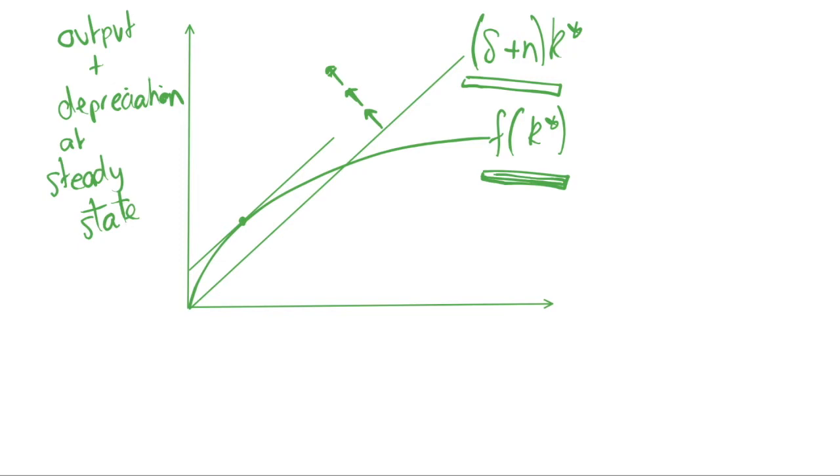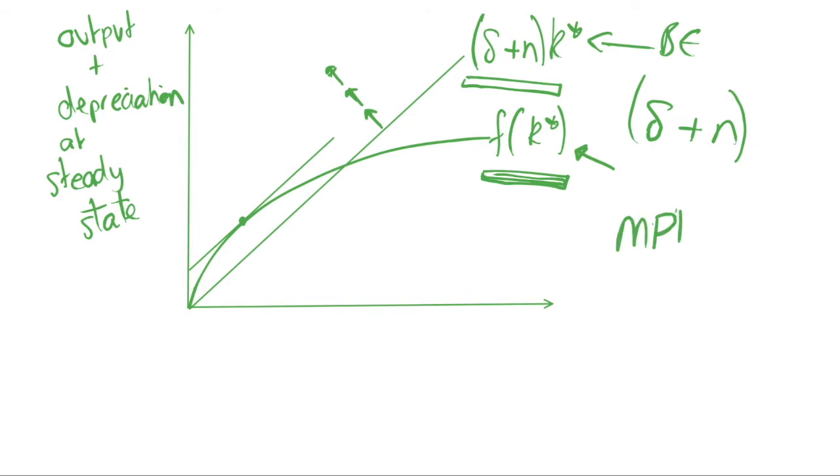And what is the slope of this break-even investment curve? Well, quite simple. The slope is the sigma plus n. So this is just a straight line, this curve through the origin, and the slope is just given by this. So we need the slope of the production function to equal sigma plus n. And what is the slope of the production function? This is actually the marginal product of capital.